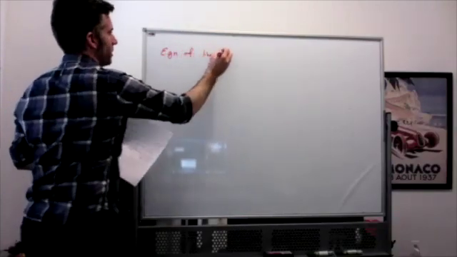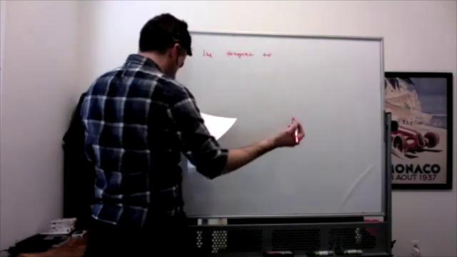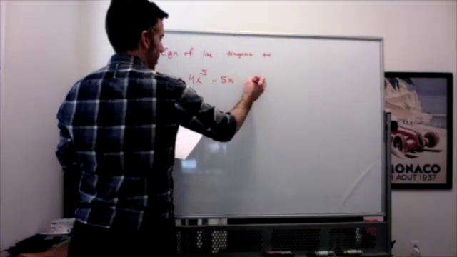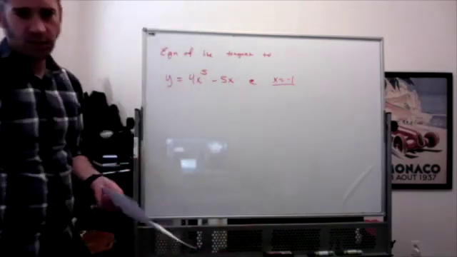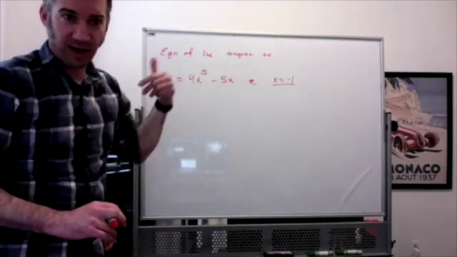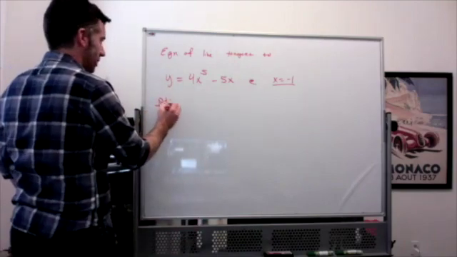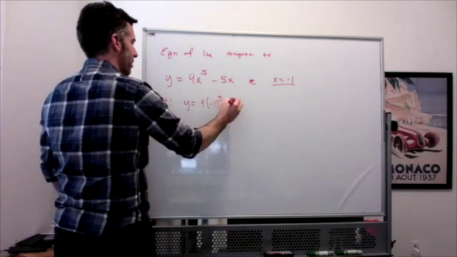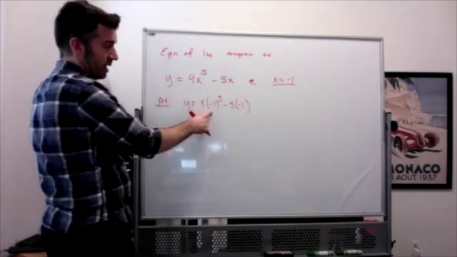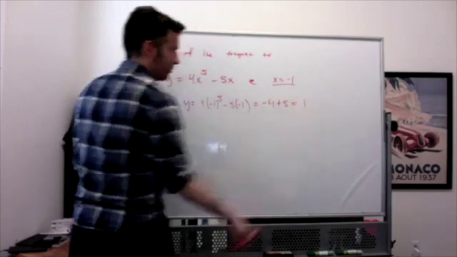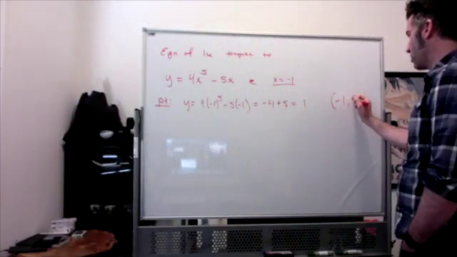So I want to find the equation of the line tangent to the following: y equals 4x to the 5th minus 5x at x equals -1. So no big deal, right? This is just point-slope. We have half a point. We can find the slope. So let's find the point first. To find the point, we're just going to plug in -1 for x. And we're going to get y equals 4 times (-1) to the 5th minus 5 times (-1). That's 4 times -1, because -1 to an odd power is still negative. That's -4 plus 5, which is equal to +1. So our point is (-1, 1).